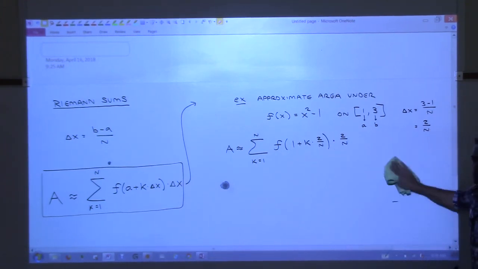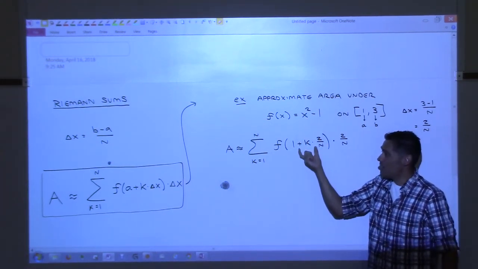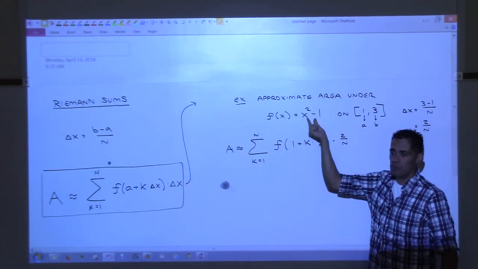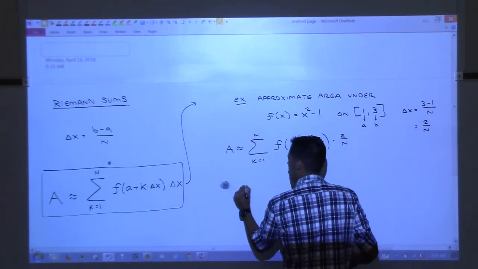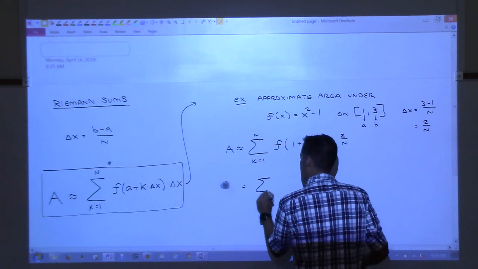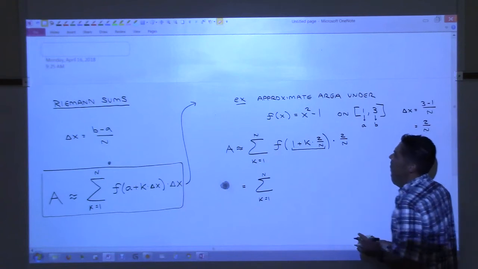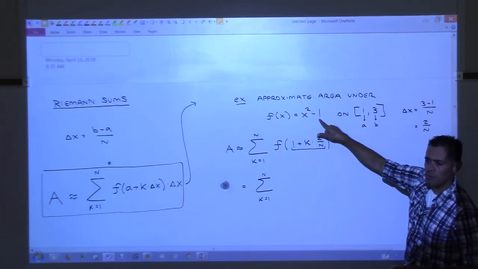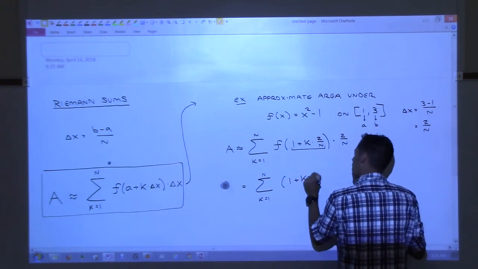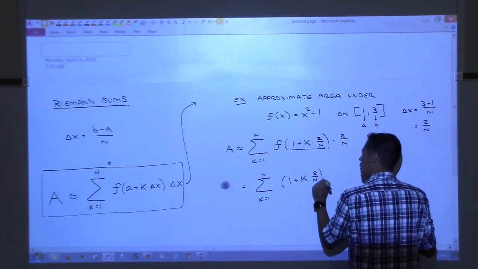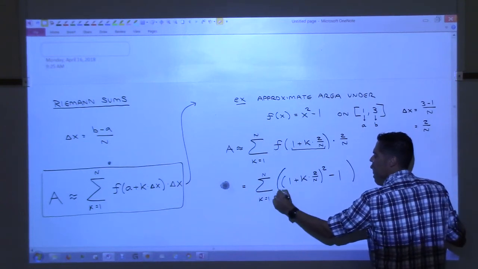Y'all okay with that? Okay, now because we know what the function is, we are going to plug this into the function. Because we have a specific function we're looking at now, right? So watch how this changes. This is equal to the sum k equals 1 to n. And if I asked you to plug this into the function, you would square it and subtract 1, wouldn't you? So let's go ahead and square that. It's 1 plus k times 2 over n, squared, minus 1, but then all of that still times what?